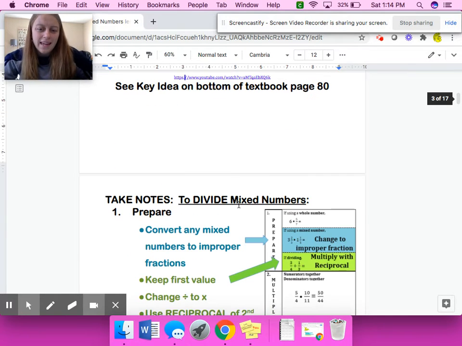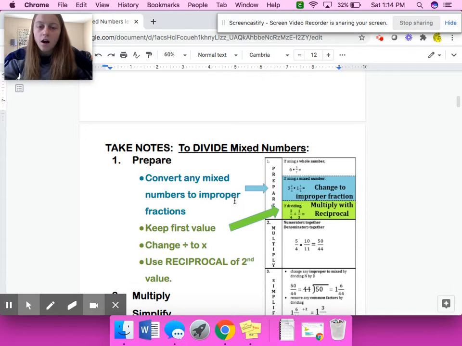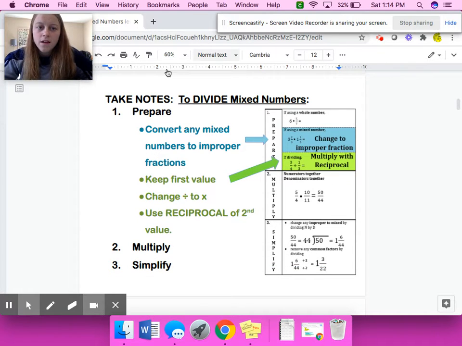So this is a handout we handed out at the beginning of this chapter. So you can go ahead and try to find that handout in your notebook. And it breaks down how do we prepare? Well, there's a couple of different ways. If using a whole number, we learned that we put a denominator of 1 underneath.